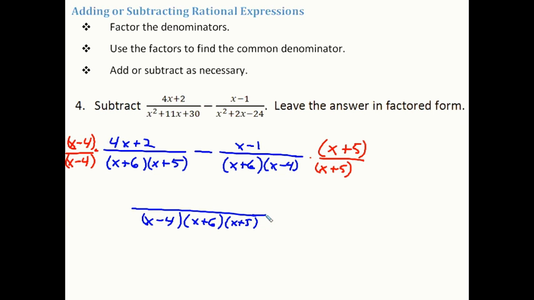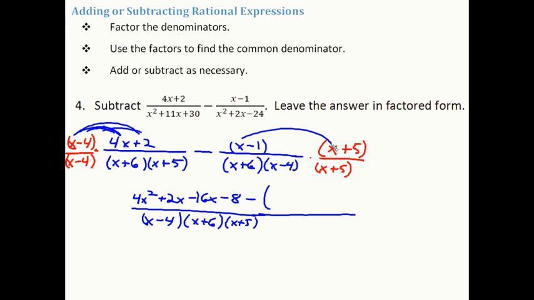And doing our work here with the numerator, we're going to have to multiply each of these binomials. So we have a 4x squared plus 2x minus 16x minus 8. I'm going to be careful here. I'm subtracting what I get over here. So I'm going to put parentheses here because I need to subtract this whole thing when I multiply this out. So I have an x squared plus 5x minus x, that's the minus x, and then minus 5.